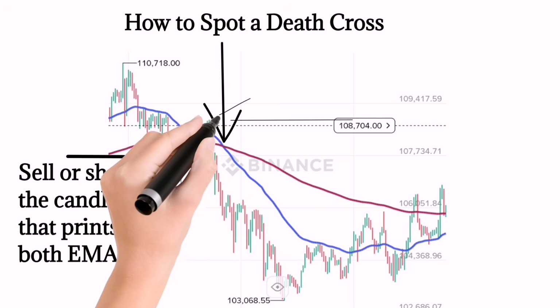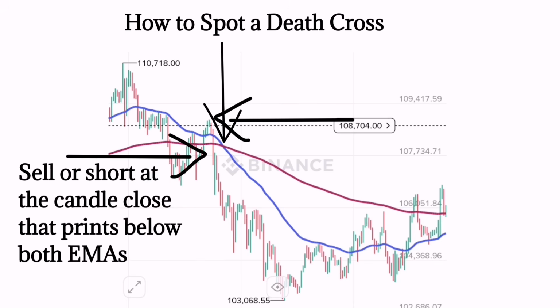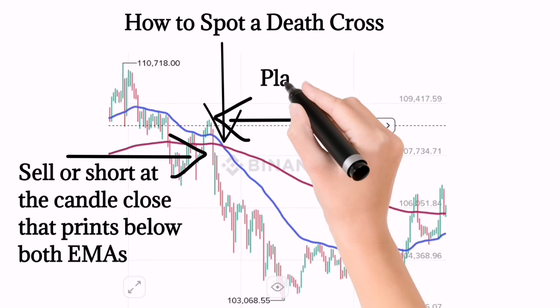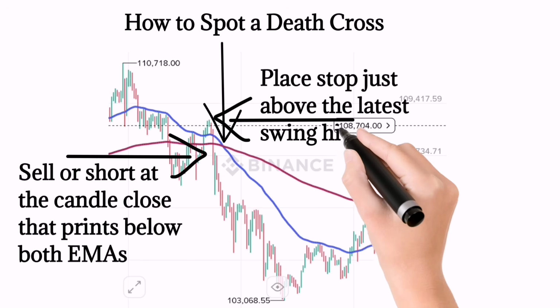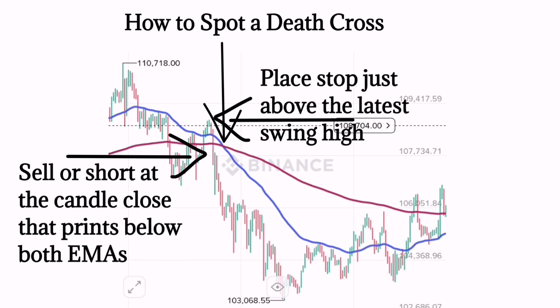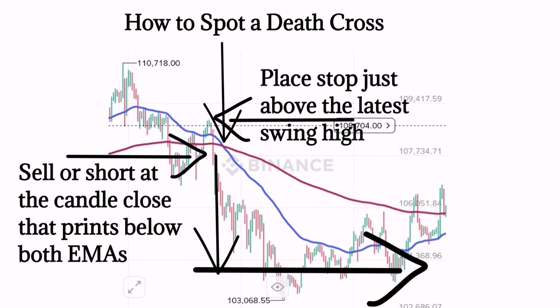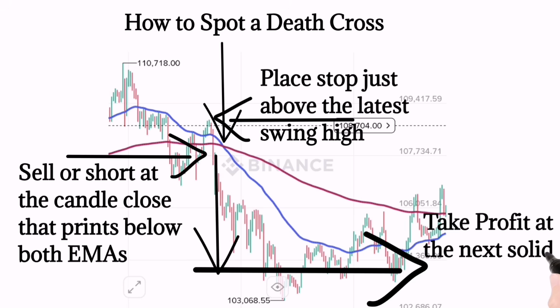Trading the death cross, entry rule: sell or short at the candle close that prints below both EMAs after the cross. A retest of the 50 EMA that fails is an even cleaner entry. Stop loss placement: place the stop just above the latest swing high or 5 ATRs above entry. This ceiling limits the damage if the market snaps back.